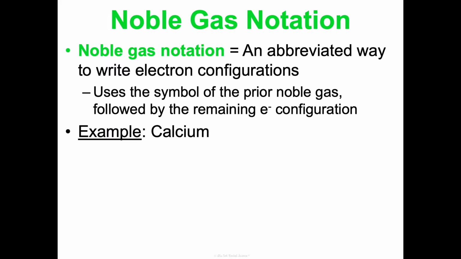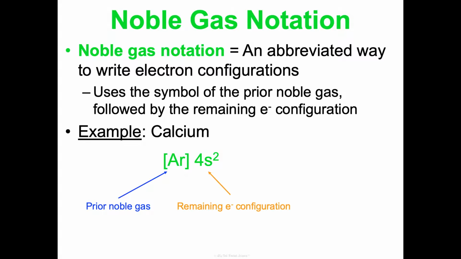Okay, so for example, calcium. Look at calcium on your periodic table. It is element number 20. Now go backwards. What's the closest, most previous noble gas? It's argon. Argon has an atomic number of 18. So for the noble gas notation, instead of writing 1s2, 2s2, 2p6, 3s2, 3p6, you would just write argon in brackets. And then from argon on, you just write what's left, which would be 4s2, which is where we end up with calcium. Okay, so you have the prior noble gas and then whatever's remaining of the electron configuration. So it just saves you from having to write out the whole thing.